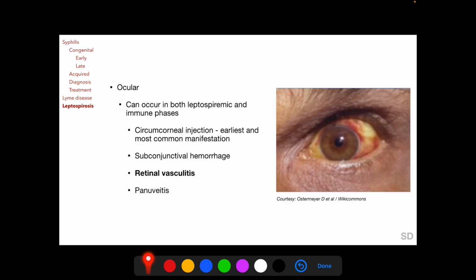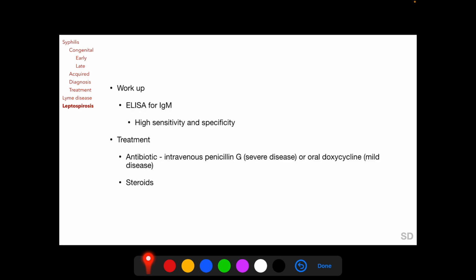Ocular manifestations can occur in both the leptospiremic phase and the immune phase, and circumcorneal injection with or without subconjunctival hemorrhage is the earliest and most common manifestation. Most common posterior segment manifestation of leptospirosis is retinal vasculitis, and panuveitis can also occur.